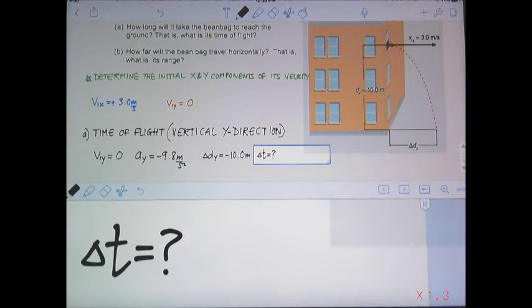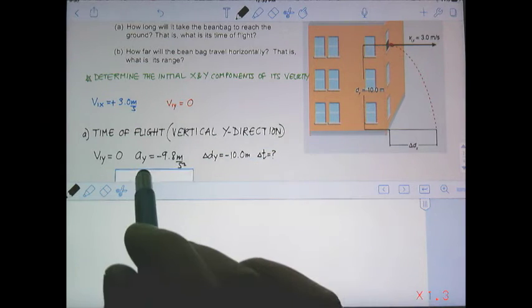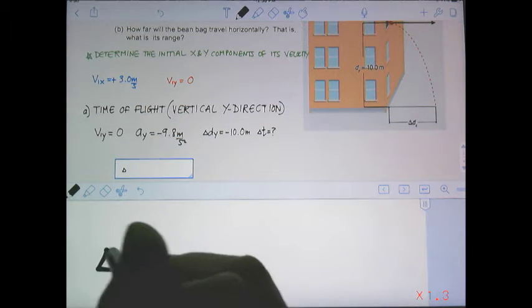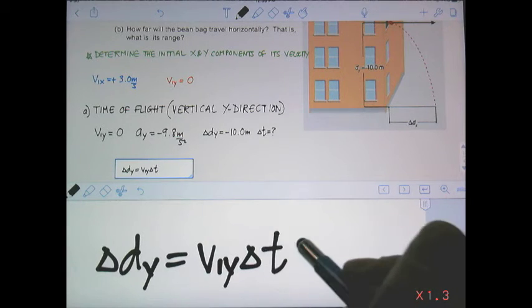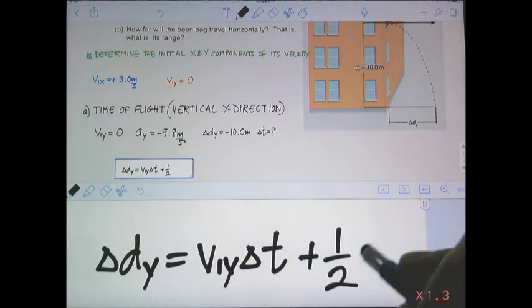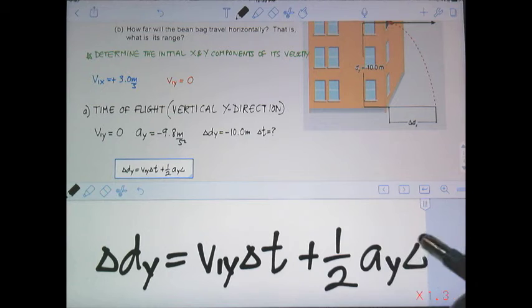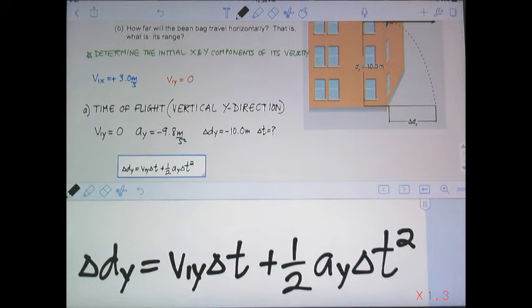So for this, we can use equation number 3, which says delta d is equal to v1 delta t plus 1/2 a delta t squared. Now if you notice, I took away the arrowheads and I put in little subscripts for y. It reminds us that we're only allowed to use y variables here, or information collected about the vertical component of this object's motion.